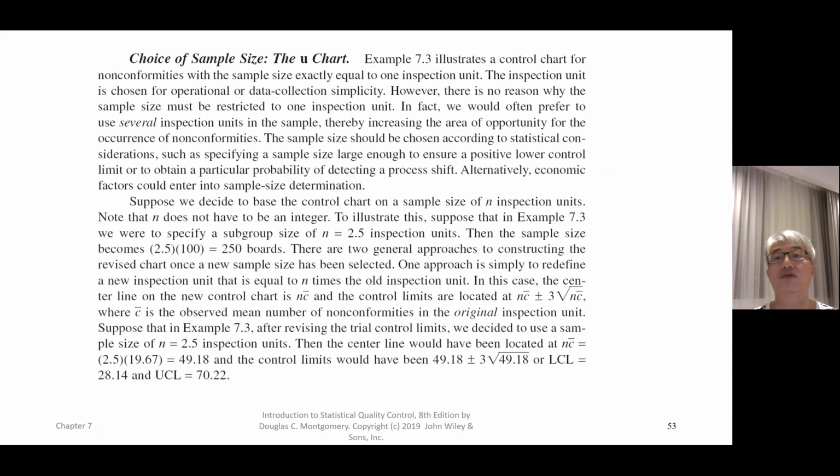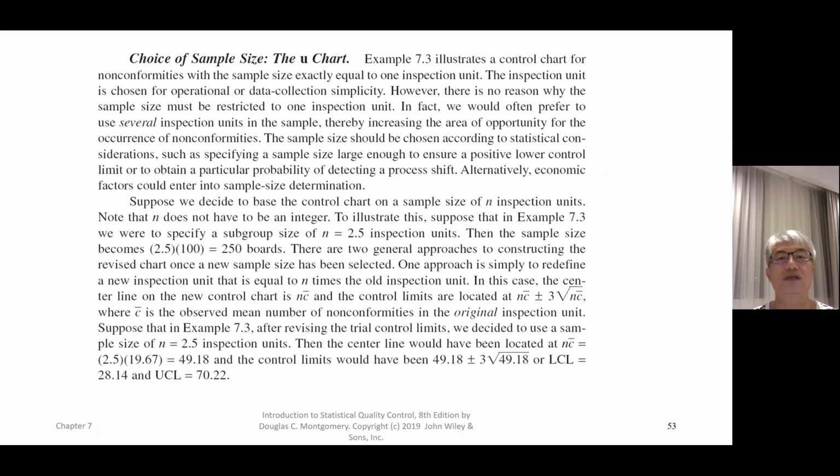The sample size should be chosen according to statistical considerations or practical circumstances, such as specifying a sample size large enough to ensure a positive lower control limit. Sometimes the lower limit is 0, and there's no sense in that. So we choose a larger sample size to decrease the standard error to get at least a positive lower limit. To obtain a particular probability of detecting a process shift, we like to increase the sample size for safeguarding the power of detectability. Alternatively, economic factors could also be taken into consideration in the sample size determination.